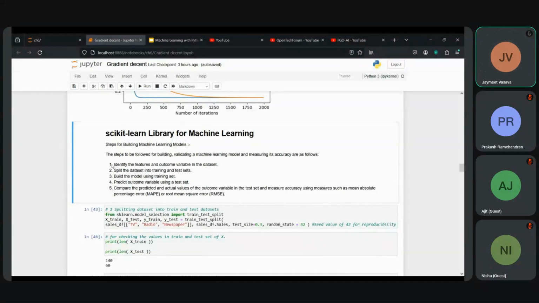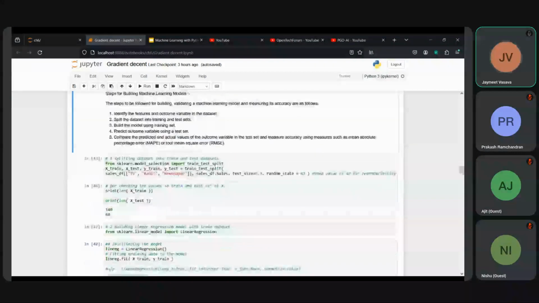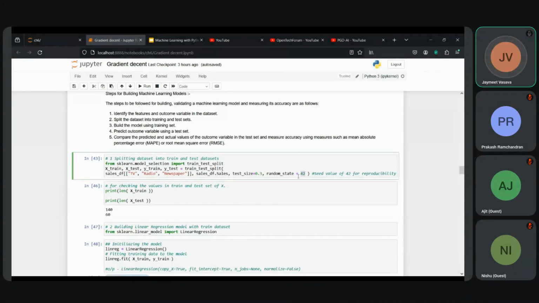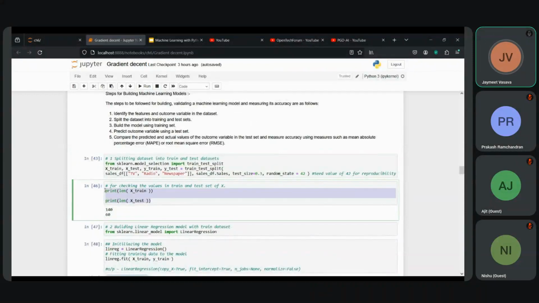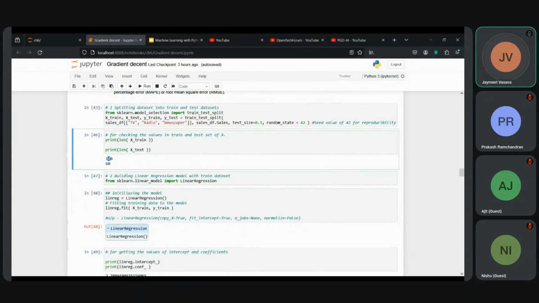We followed these steps. So first was to split the data sets into train and test, using the seed value of 42 in order to reproduce the result. Then just in case we want to check the values within the train and the test of X split, 140 and 60 are the respective observations within the X train and the X test dataset.